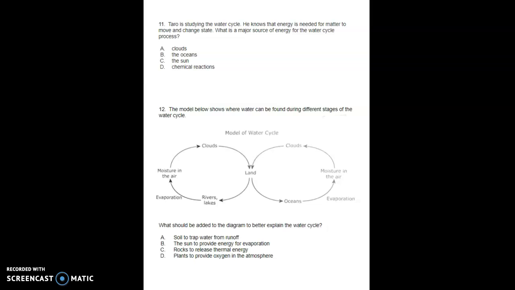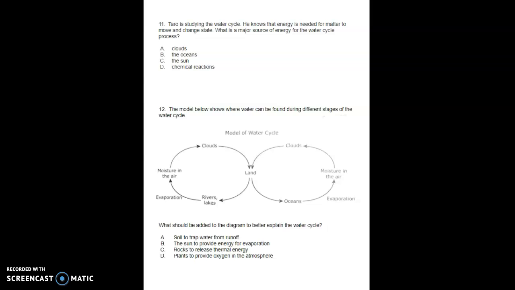Number 12. The model below shows where water can be found during different stages of the water cycle. Model of water cycle. Clouds, moisture in air, land, evaporation, rivers, lakes, oceans. What should be added to the diagram to better explain the water cycle?